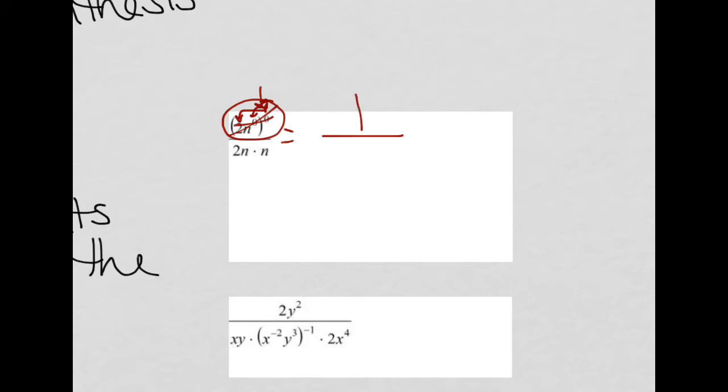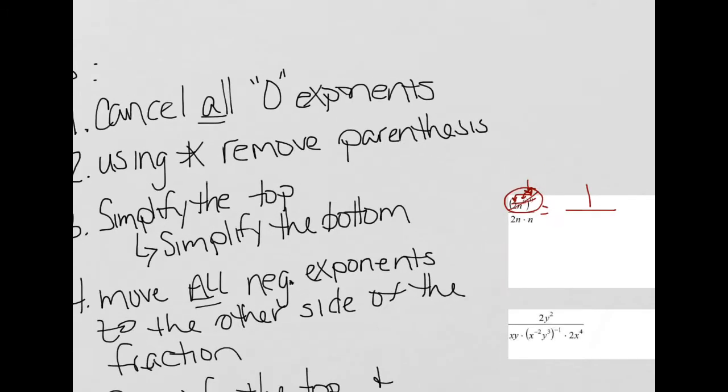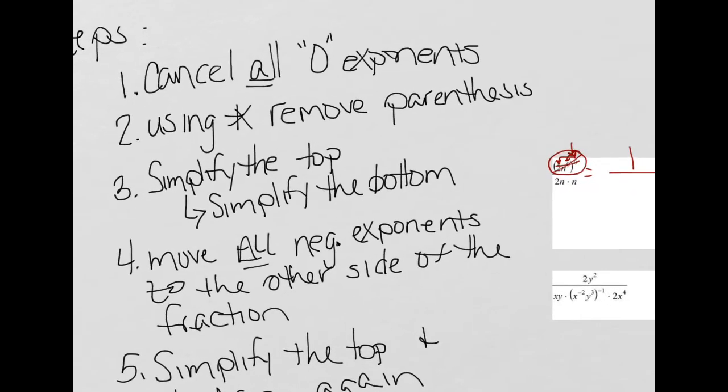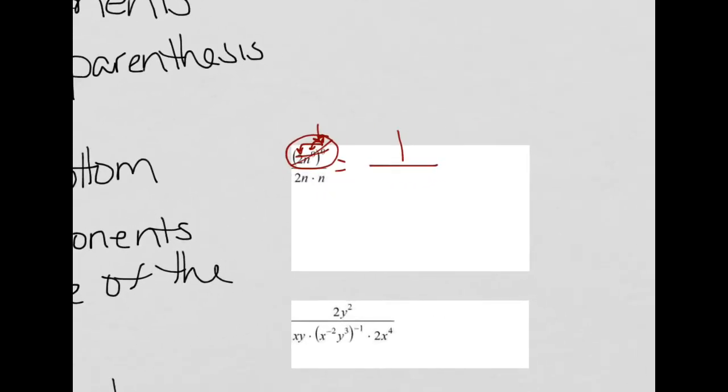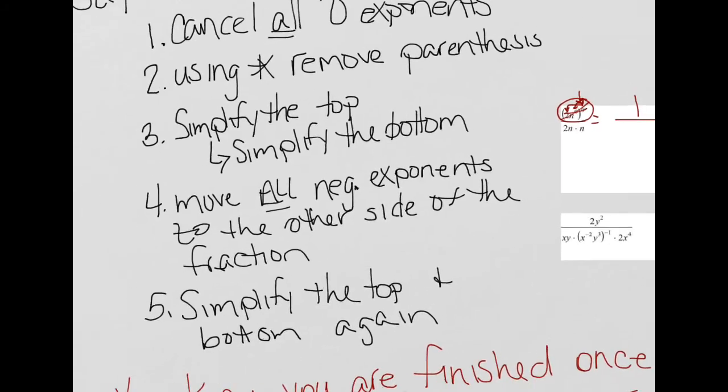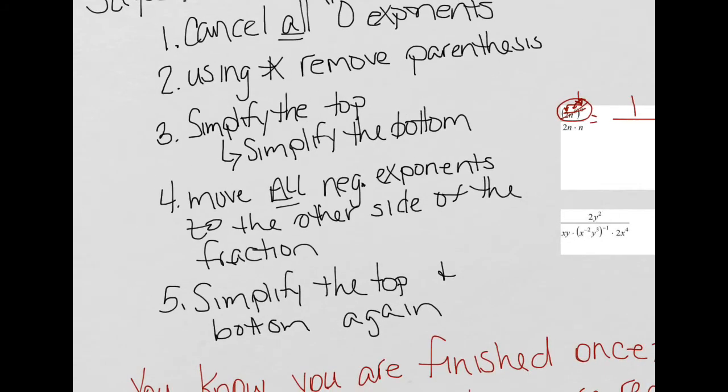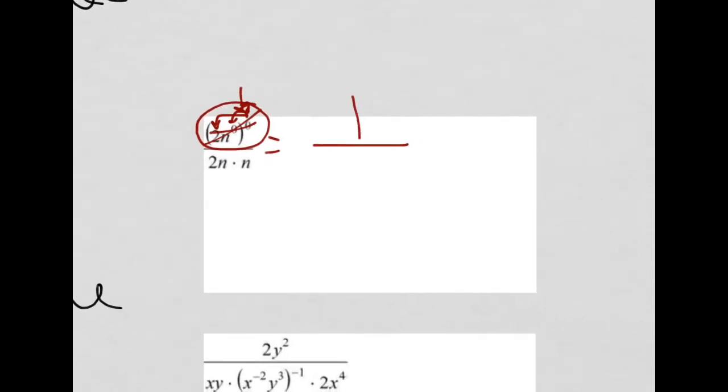That's right, a 1. Step number 2 says remove all parentheses. Well, we've already done that, so we're good. Step 3 is simplify the top and simplify the bottom. So I have 2n times n. Well, I only have one big number, so I know it's getting brought over. Then I look to my n's. I have 1, 2, which means I have n squared.